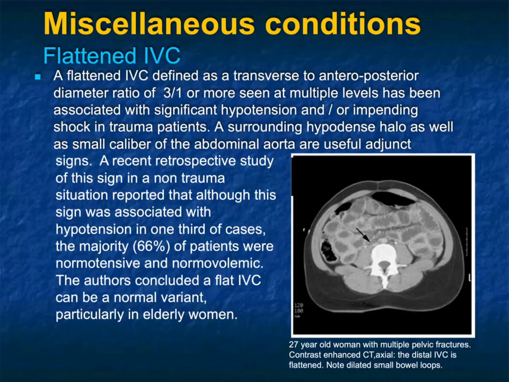I'll also mention the flat IVC. That typically is a finding in patients who are hypotensive. We think about bright adrenal glands, bright blush in bowel, as in the case you see here, and a very flat, almost invisible IVC. A flattened IVC is defined as a transverse to AP diameter ratio of 3:1 or more, seen at multiple levels. And again, it was initially described, I think, by Brooke Jeffrey, in shock patients.